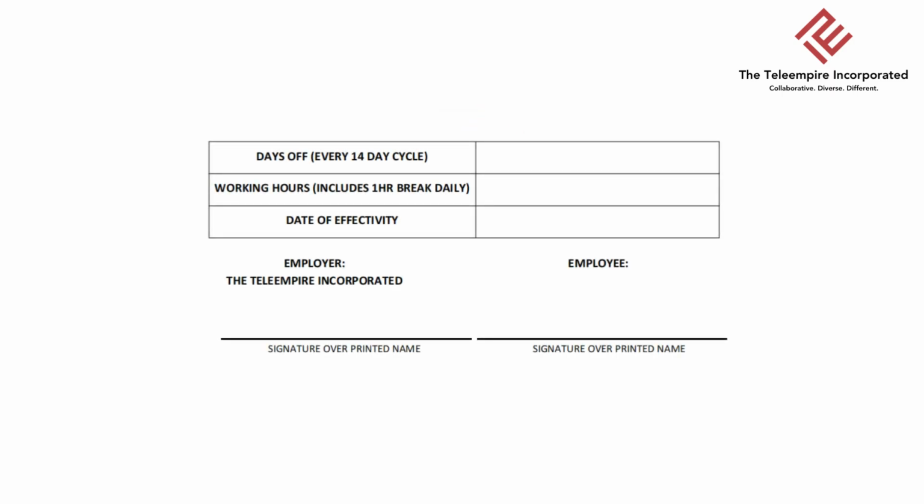We are now in Annex number 2. This section will display your work schedule in the company, including your day off, working hours, and effective date. You are also required to sign your signature above your printed name, along with the date.